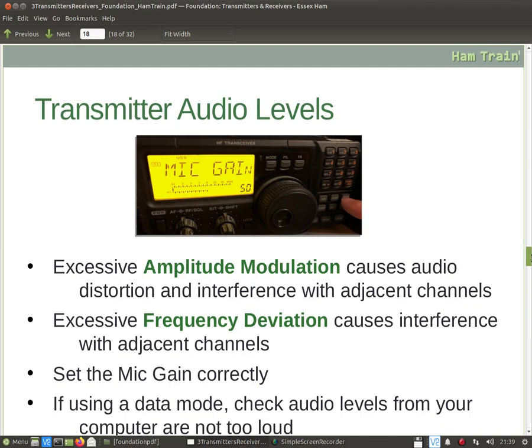Transmitter audio levels. Excessive amplitude modulation can cause audio distortion and interference with adjacent channels. Excessive frequency deviation causes interference with adjacent channels as well. We must make sure that we set the microphone gain correctly, and if we're using a data mode, we need to check the audio levels from the computer are not too loud.